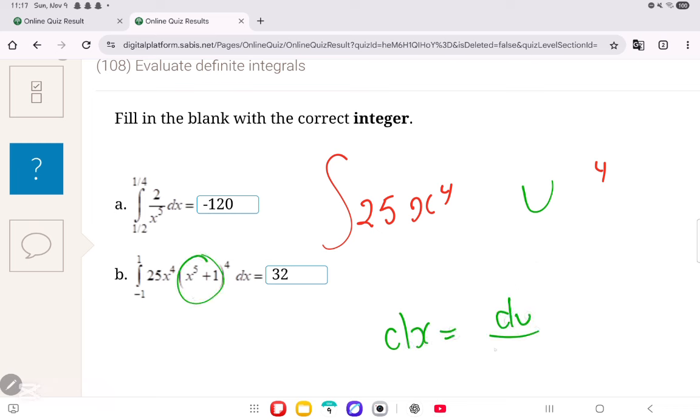Take the derivative of that, 5x to the power of 4. So now it's going to be u to the power of 4 du over 5x to the power of 4. I can cancel now x to the power of 4 and x to the power of 4. It goes bye-bye. 5 and 25, I can remove them. It will be 5u.